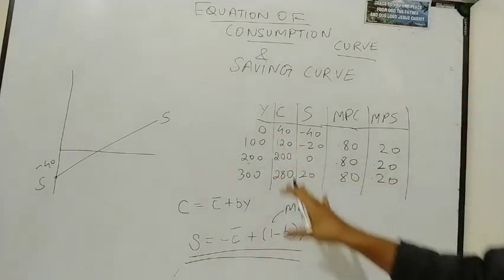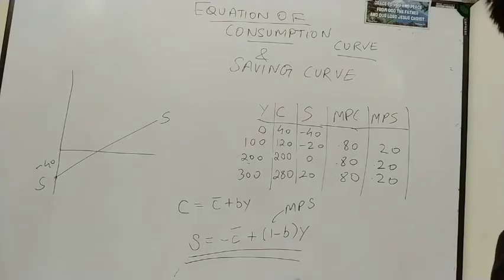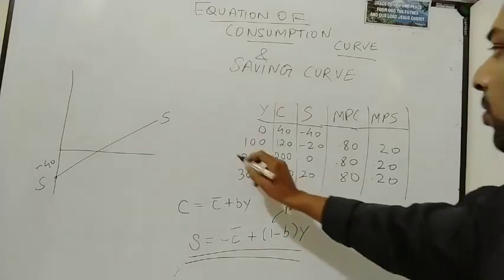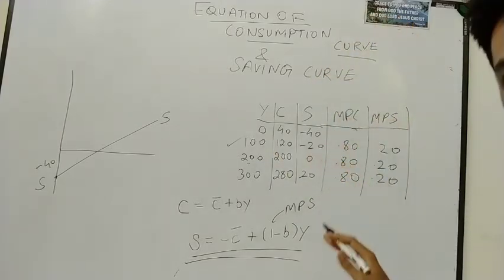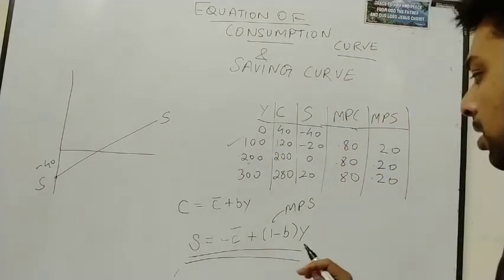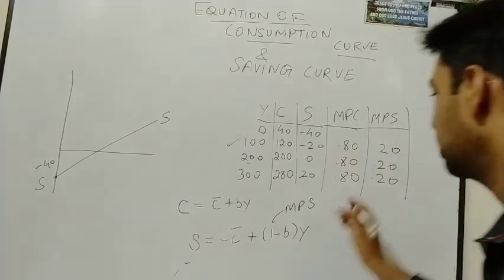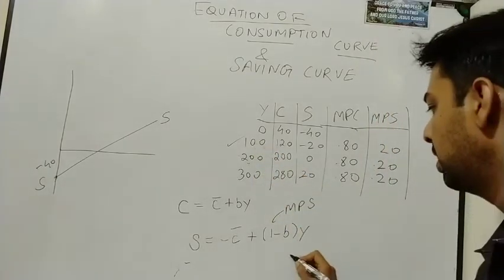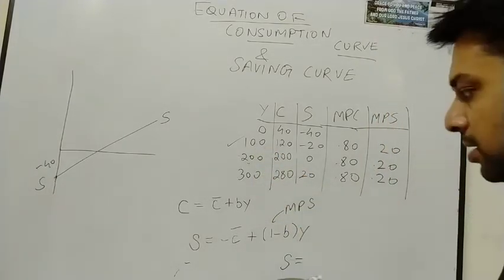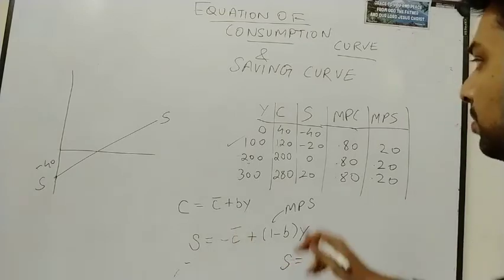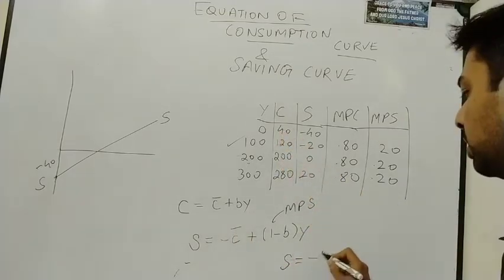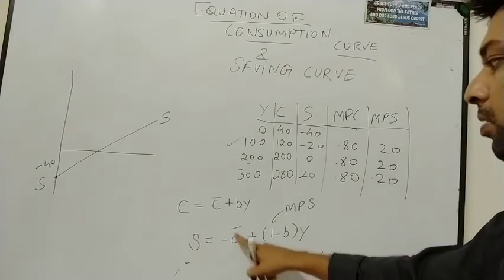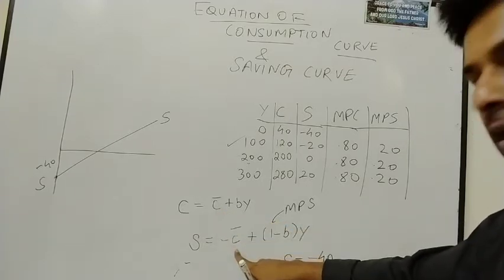Now for any level of income you can calculate this saving also, just like we calculated it in the case of consumption. So let us try to calculate for this particular level, or any particular level you can calculate. So minus C bar. So what will be the minus C bar here? Let us calculate for this particular thing. So here, as we are trying to find out S here, minus C bar. Minus C bar is what? It will be minus 40. Here it was 40. This will be minus 40.